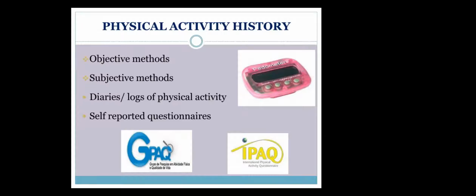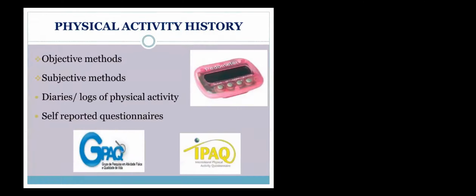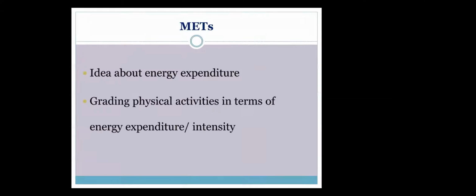So the next important component is the metabolic equivalent or METs. Every activity that we do has a specific MET value, which will give us some idea about the energy expenditure. So it can also help us in grading physical activity in terms of energy expenditure or the intensity that is required for those activities.